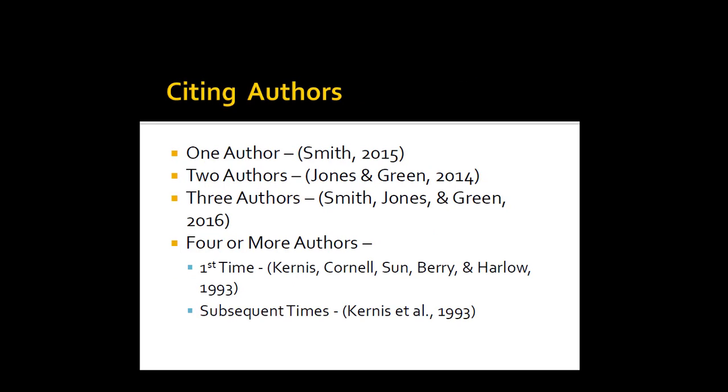When citing authors, here are some examples of how to handle 1 to 4 authors. A single author will be just the author's last name, comma, the year of publication. Please note, when you're using 2 or 3 authors, there is an ampersand that is placed between the next to last and last named author. When dealing with 4 or more authors, the first time you will list all authors given in the article. Subsequent times you'll use only the first author followed by the Latin abbreviation of et al.